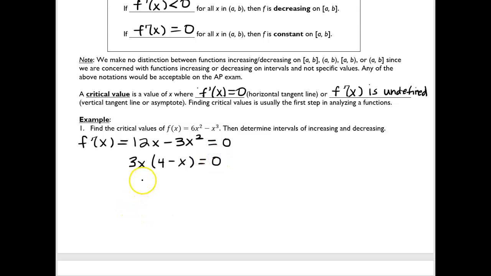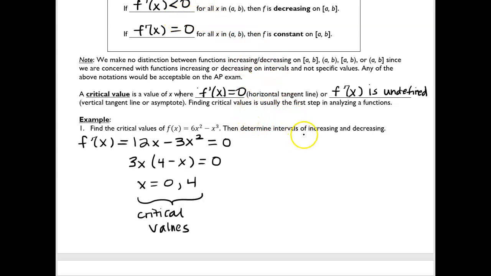And set each of the factors equal to 0, and we would get x equals 0 and x equals 4. So these right here are what we call our critical values. So if it just asks for critical values, that's where we would stop. But it does ask the second part, determine intervals of increasing or decreasing. So we're using those definitions from above. If f prime is positive, then it's increasing. If f prime is negative, then f is decreasing.